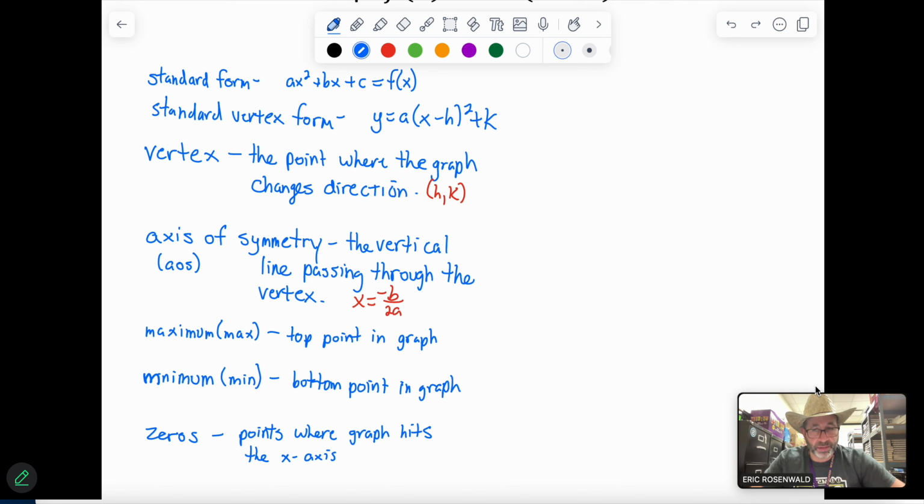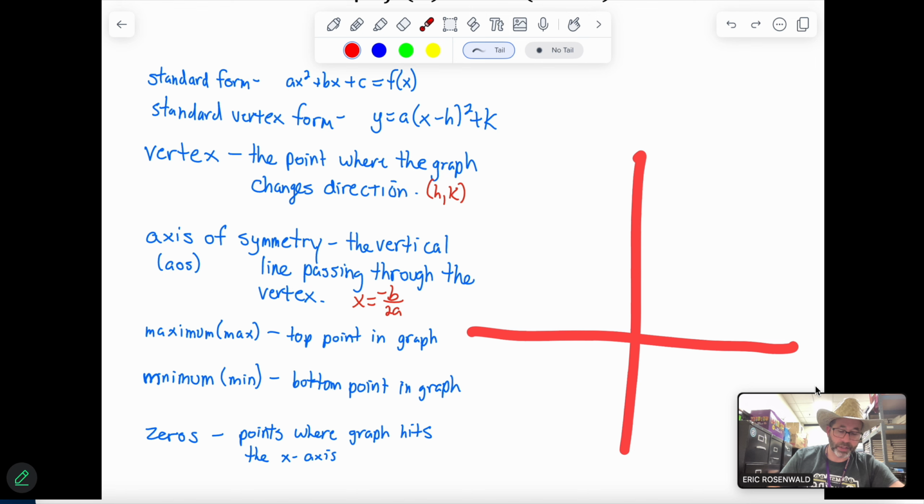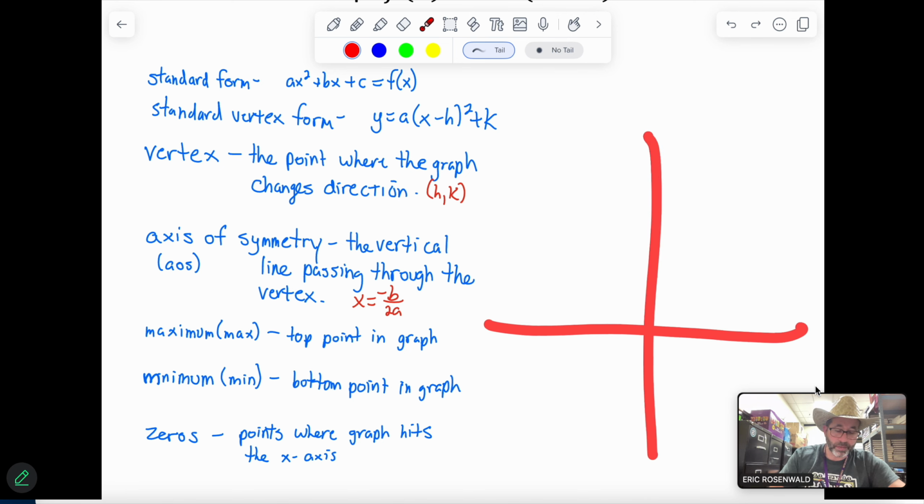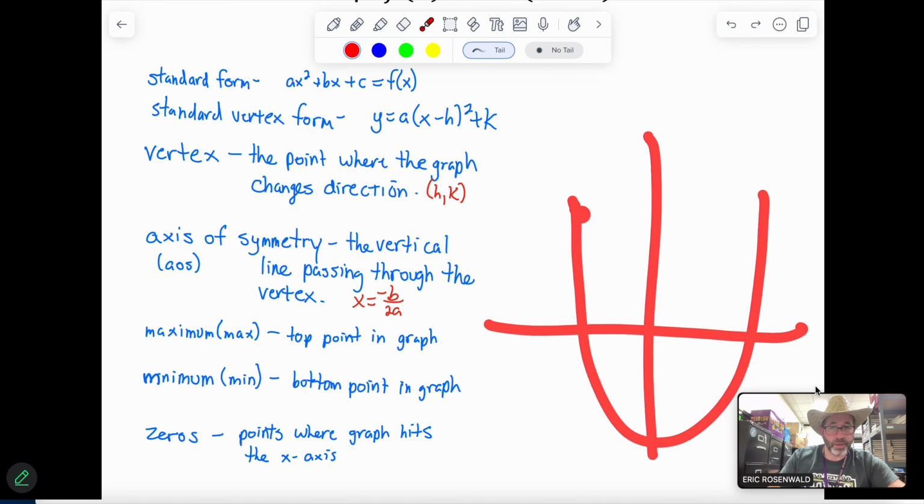The axis of symmetry is the line where we have symmetry on both sides. It goes directly through our vertex. You'll get the hang of that as we work through it. The maximum is a point that's at the top of the curve. So if we were to draw this, I say the max is at this point right here. It's the vertex, it's just called a max because it's at the top. And if I was to draw a curve going this direction, we would say this point down here is a minimum because it's the bottom point in the graph. It's the vertex, but it's still a bottom point.